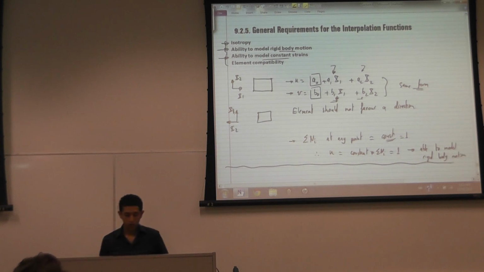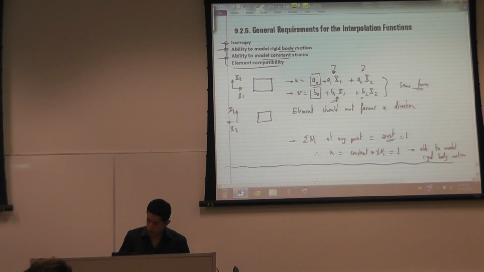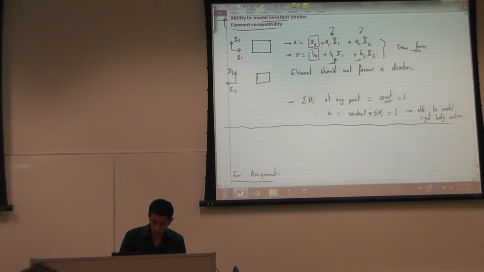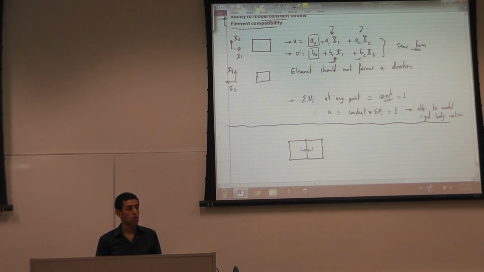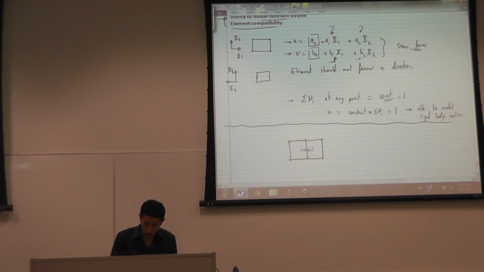Now the last requirement, which is very important for the next section, is element compatibility. What does element compatibility mean? If I put two elements next to each other, I want the displacement of the element here and the displacement of the element here, as I approach both sides, to approach each other. Now, how is this achieved?